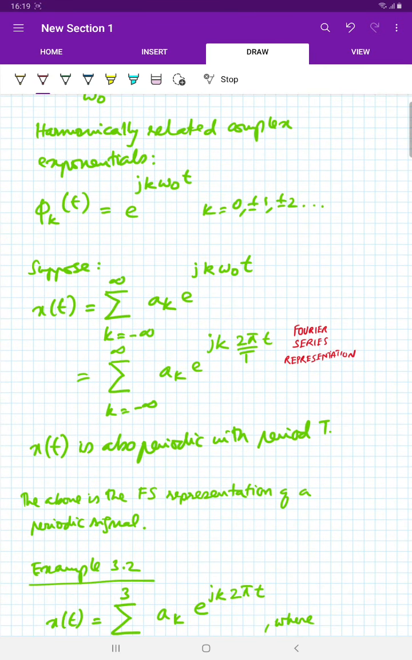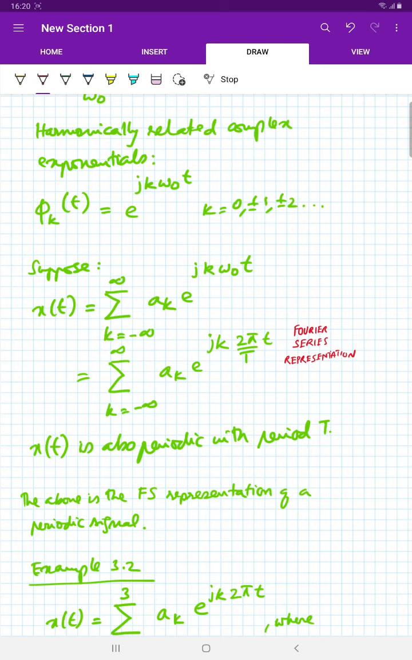Okay, so now suppose we take a linear combination of a set of harmonically related complex exponentials. So essentially what we have done is a k, some coefficient here, a k multiplied by e raised to j k omega naught t, and you take this linear combination by varying the value of k, where k is taking on the value 0, plus or minus 1, plus or minus 2, and so on. So this is essentially the Fourier series representation of x of t.